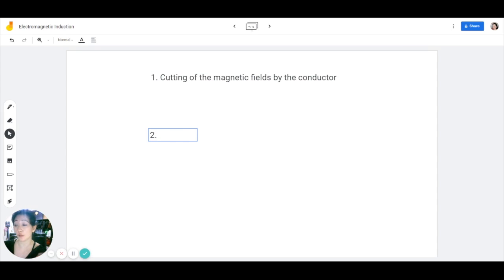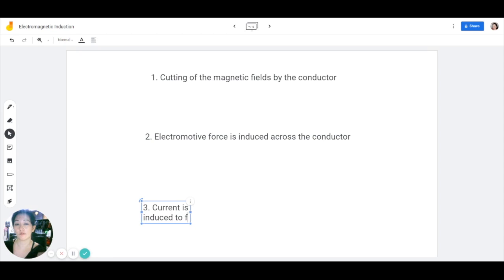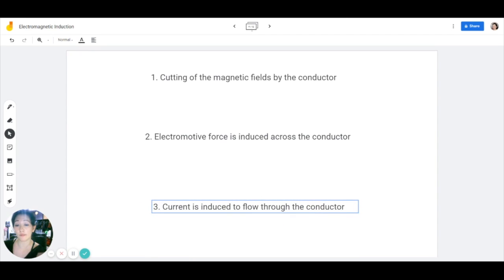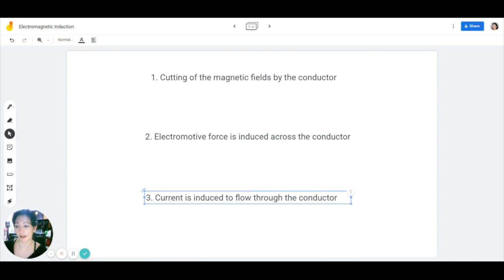Secondly, the cutting of the magnetic fields will cause electromotive force to be induced. This would then cause induced current to flow. Let me write this way. Current is induced to flow through the conductor. So generally, it's the cutting of the magnetic field followed by induced electromotive force, then followed by induced current. So let me just draw arrows here so that you can understand this process.